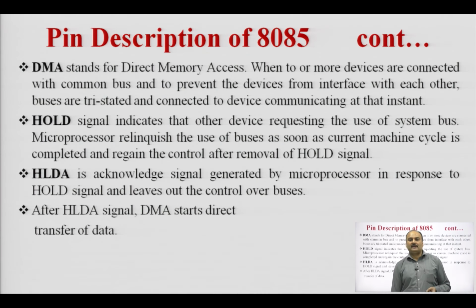Whenever the microprocessor receives the HOLD signal, it indicates that another device is requesting the use of the system bus. It completes the execution of the current instruction and releases the address bus, data bus, and the control signals for the use of the requesting device. HLDA is the acknowledge signal generated by the microprocessor in response to the HOLD signal. After the HLDA signal, DMA starts the direct transfer of data between memory. The DMA control unit performs the required operation with the help of the HOLD and HLDA signals.